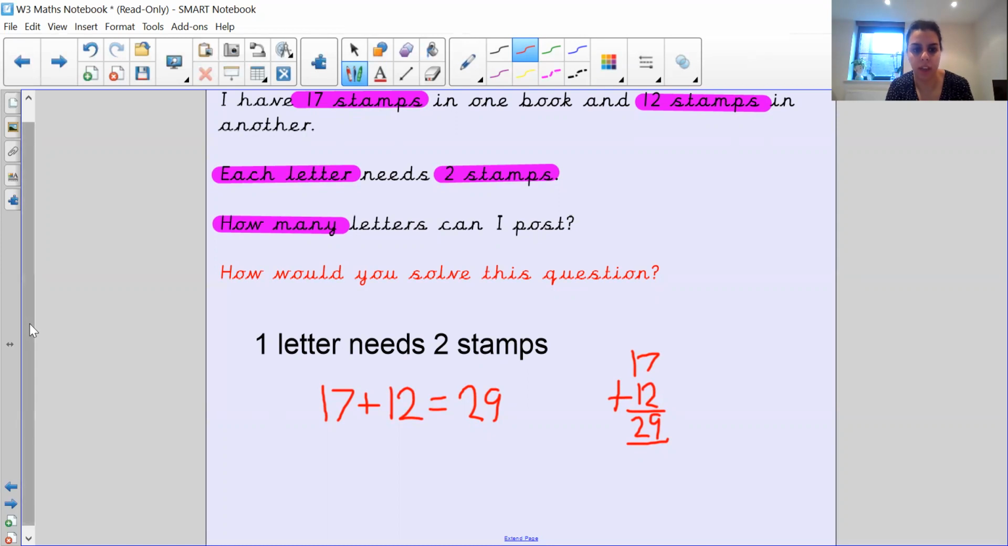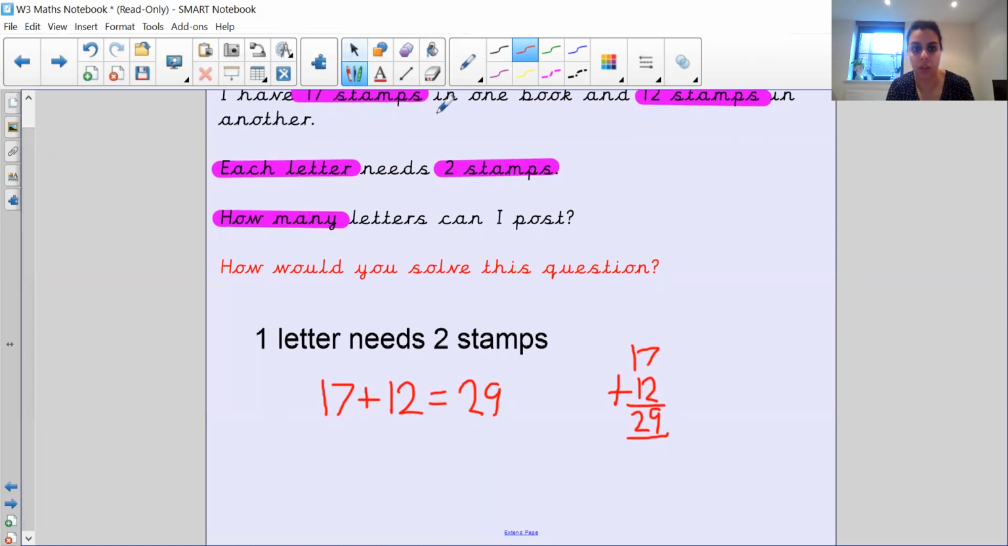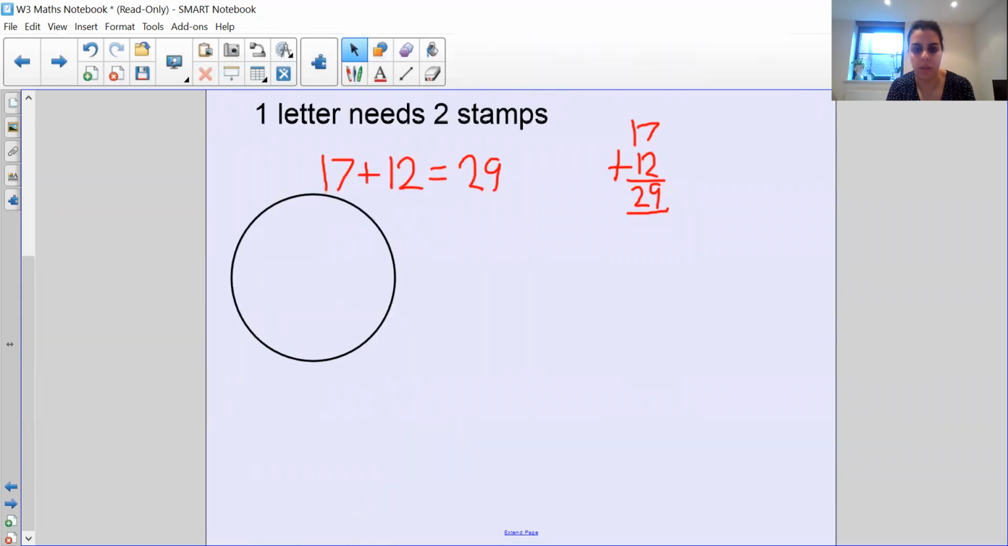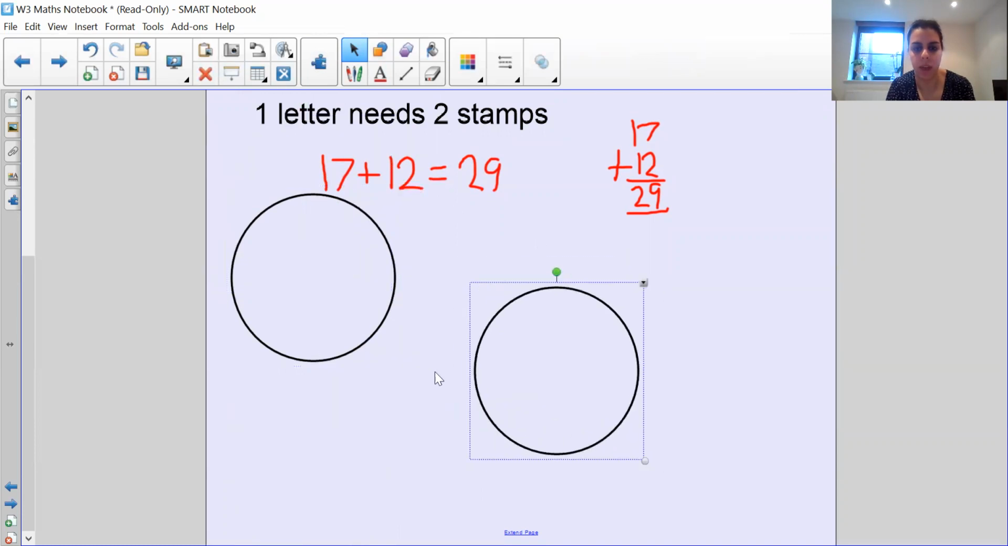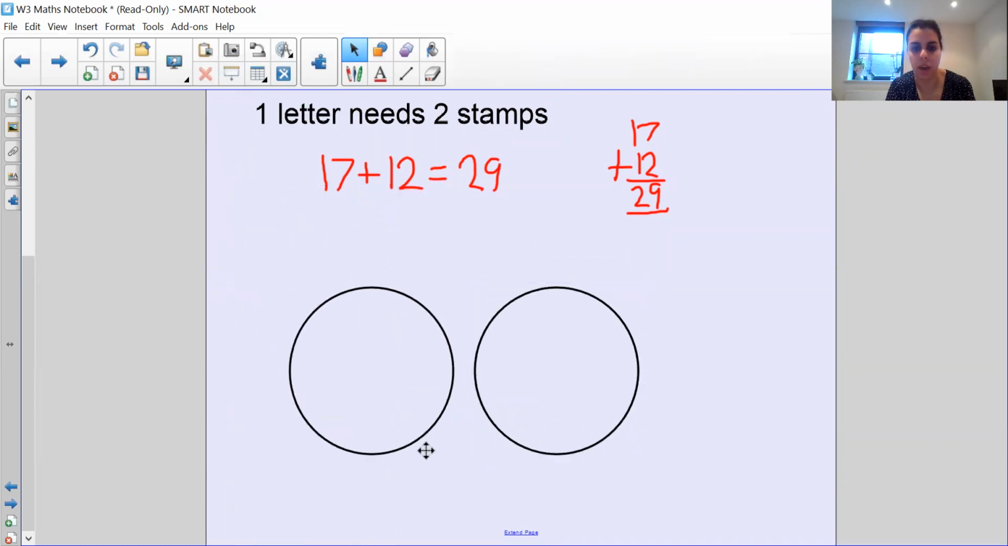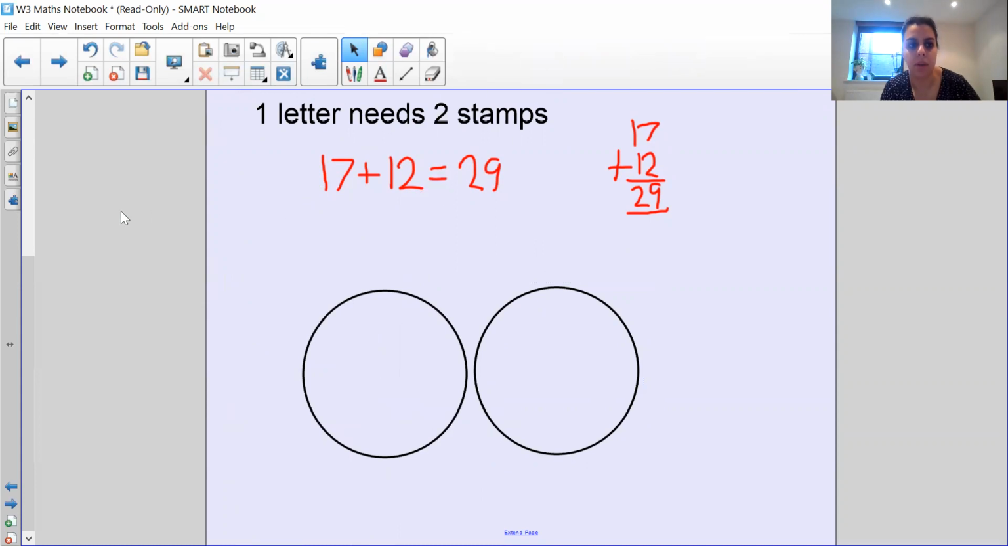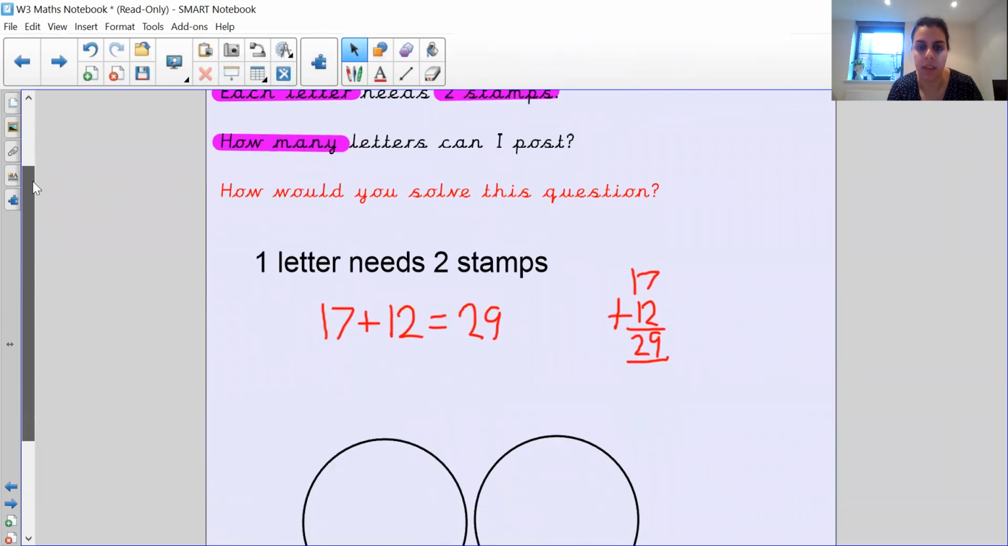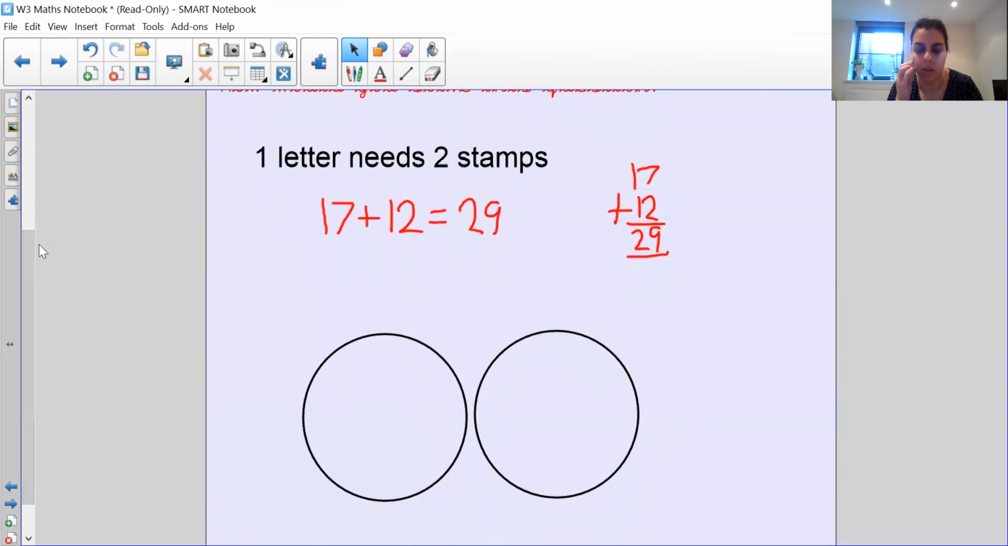Good. Hopefully you said 2, in which case we need to draw our 2 circles. So I'm going to have one circle here. I'm just going to make it a little bit further down. And one circle here. So I've got 2 circles. And now I need to share my stamps between 2, because one letter needs 2 stamps. So I've got to put 2 stamps on each one. So I'm going to divide it by 2.